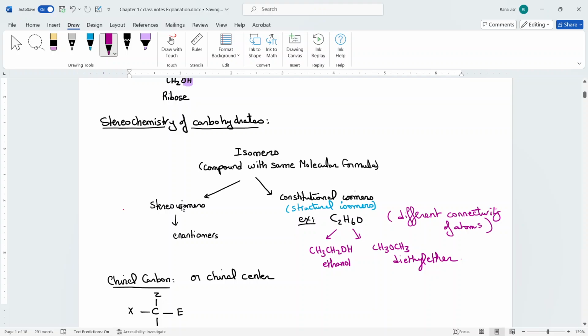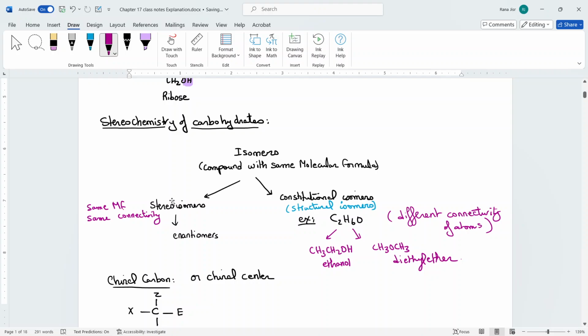So what are stereoisomers? Stereoisomers still have the same molecular formula, but they have the same connectivity. Let's go ahead and write it down. Stereoisomers have the same molecular formula. They do have the same connectivity of atoms. This is why they part from structural isomers. Stereoisomers have the same connectivity, unlike structural isomers that have different connectivity.